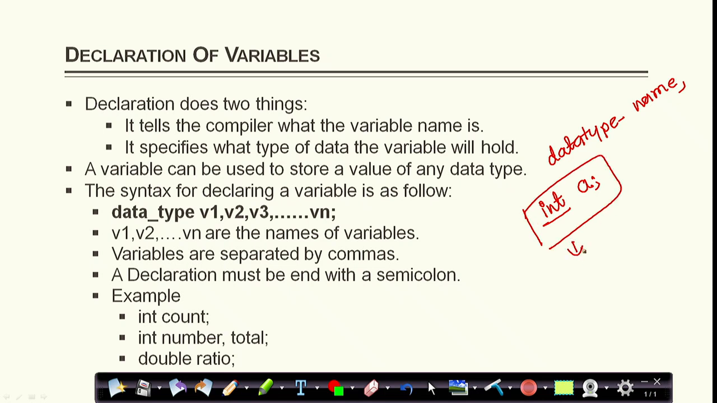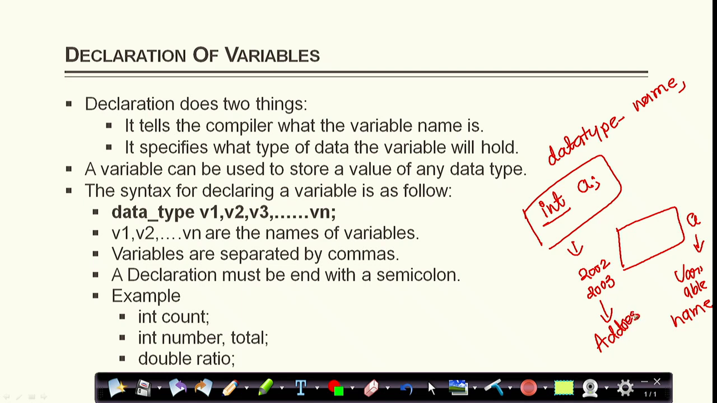After executing this statement, what will the compiler do? The compiler will allocate two consecutive bytes in memory and give a name to that location as a. Here a is the variable name and this is the memory address. Here we are considering an integer as 2 bytes.